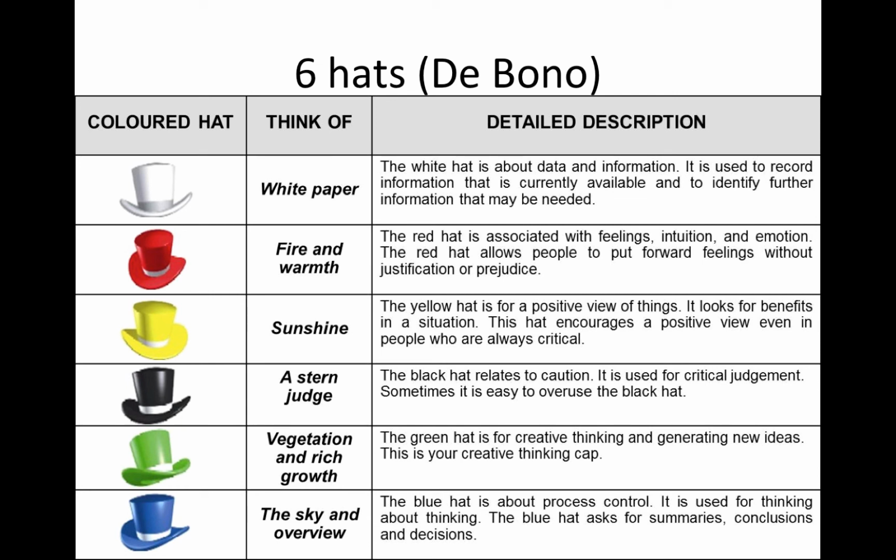And the blue hat, finally, the overview hat, is about process control. It is used for thinking about thinking. So if you wear that hat, you ask for summaries, you ask for conclusions, you ask for decisions. You kind of moderate the process. So those 6 hats can be really useful if you are in a team discussion and you kind of get stuck there. You don't know how to move forward from there. Then you take on those hats to get a different perspective and to loosen things up again.